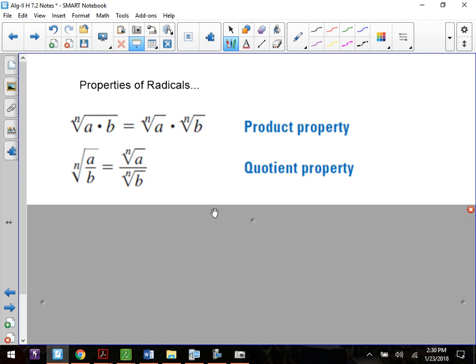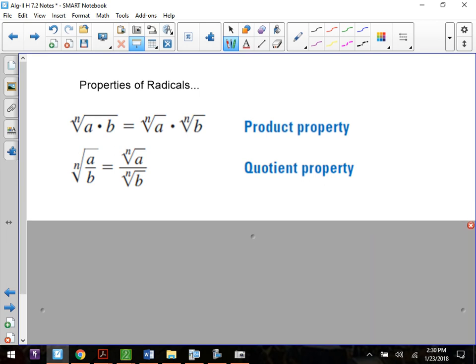If I want to simplify the square root of 12, that's an easy one. We know that it's 2 root 3. The square root of 12 breaks out to be the square root of 4 times the square root of 3, which gave you 2 root 3.